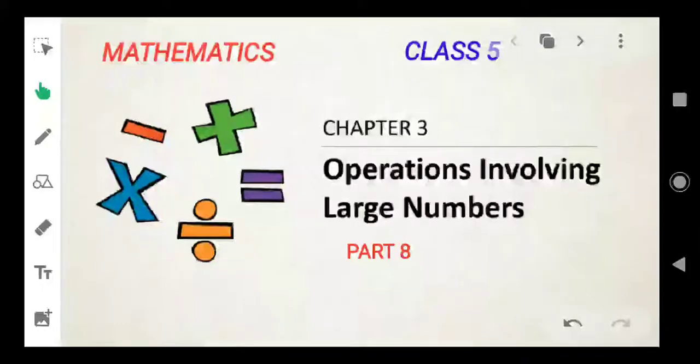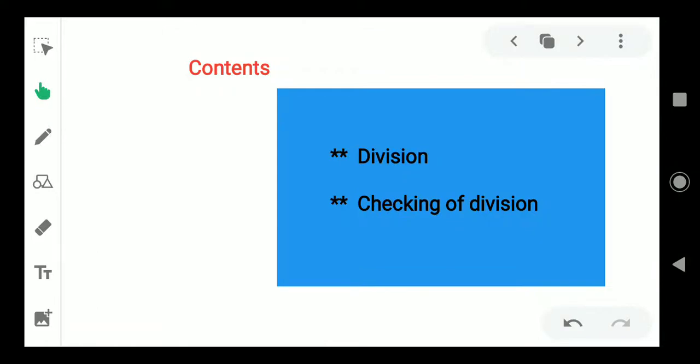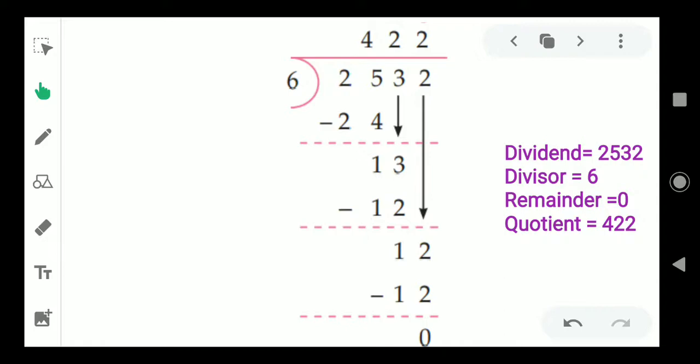Today we are continuing with chapter 3, operations involving large numbers. In this session we are going to discuss division and checking of division. In the previous class we already learned about division: what is dividend, divisor, quotient, remainder, etc. In this class we are discussing more about division and how to check the division.